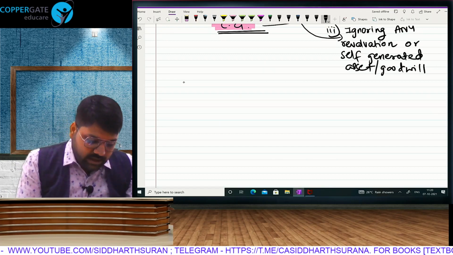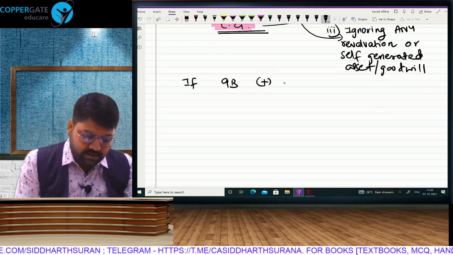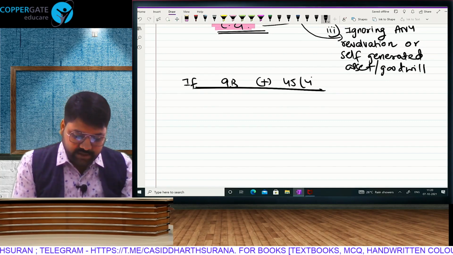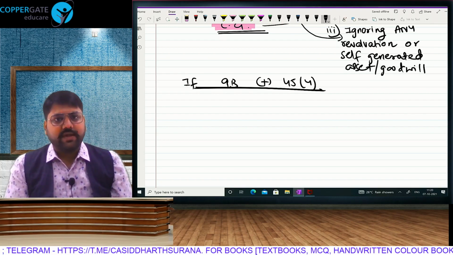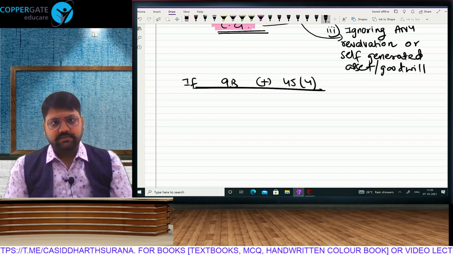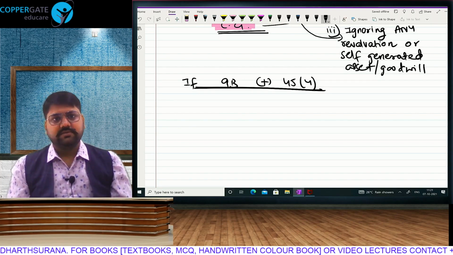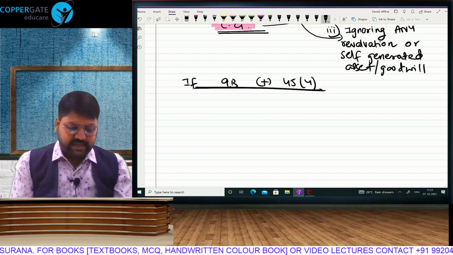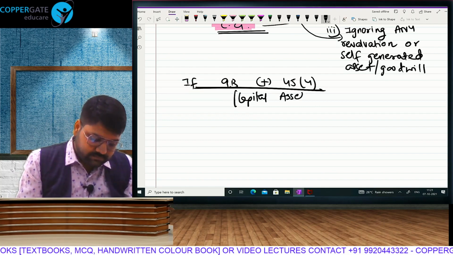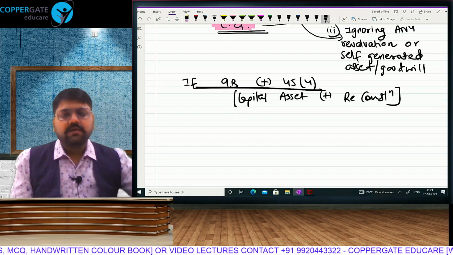But now, if it's a case of simultaneous invoking of 9B with 45.4, then what will happen? If 45.4 and 9B happen together, then what will happen? First of all, when will they happen together? If the asset is capital asset and the transaction is reconstitution. If it is capital asset with reconstitution, then both sections will be invoked simultaneously.